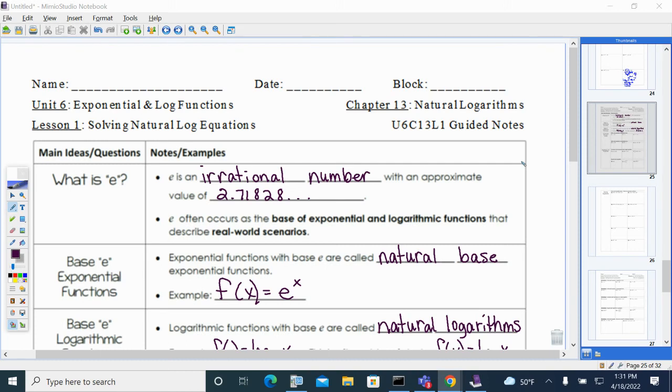This video is on Unit 6, Chapter 13 on natural logarithms. Lesson number 1, solving natural log equations. What is e? e is an irrational number with an approximate value of 2.71828... The dots, of course, represent the fact that this number does not end. e often occurs as the base of an exponential and logarithmic function that describes real-world scenarios.